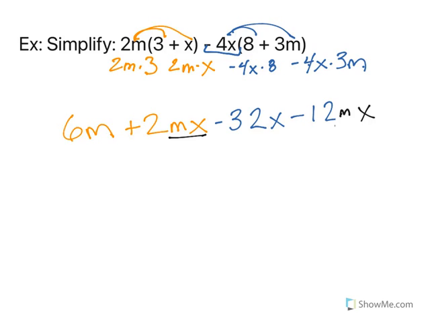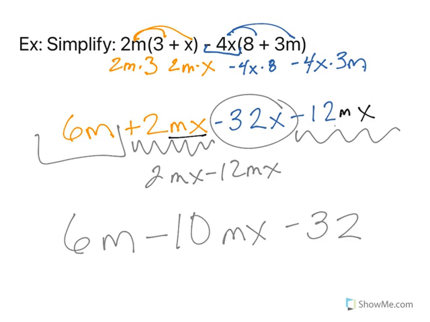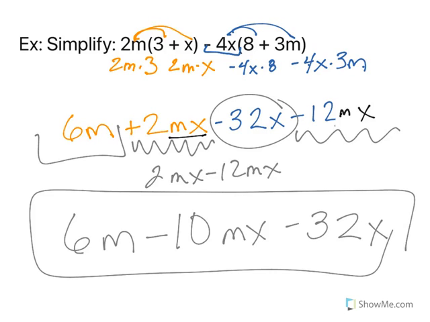Now let's look at our like terms. I have a 6m. That's the only thing that's an m. Then I have a plus 2mx minus 12mx. So 2 minus 12 gives me a negative 10mx, and we'll bring up the rear with the negative 32x. And that is simplifying a lot of different types of algebraic expressions.